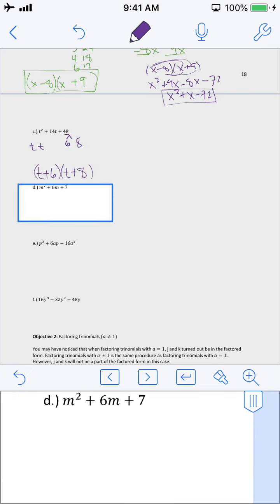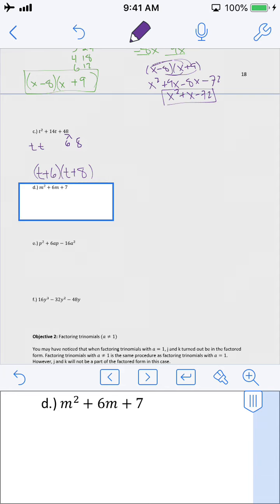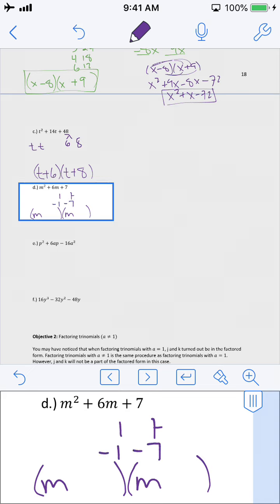Okay, next one. Multiplies to 7 m squared. Well, it multiplies to this thing. m and m would be m squared. m and m. 7. 7 and 1. I could try 1 and 7. There are always factors. Don't think that just because it's prime doesn't mean it has factors. The problem is it's positive 7. So either it's 1 and 7 or negative 1 and negative 7, and neither one of those adds to 6.